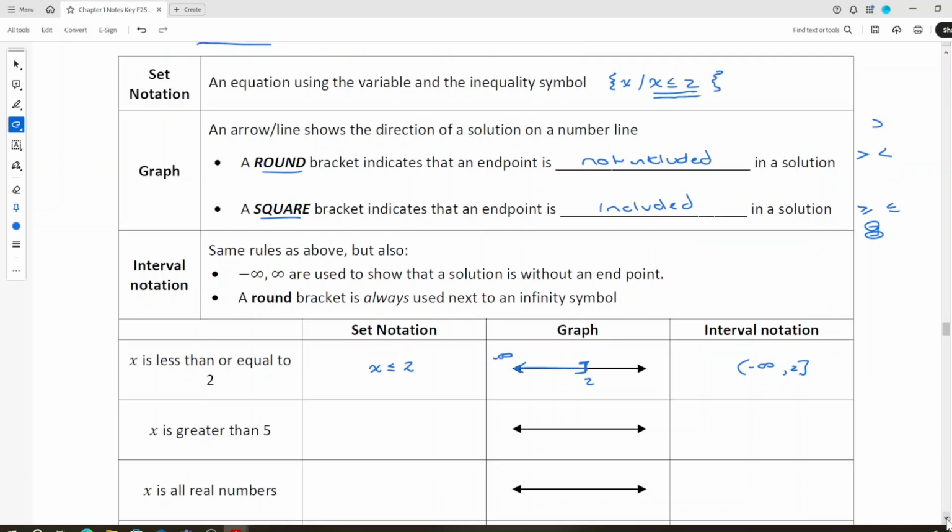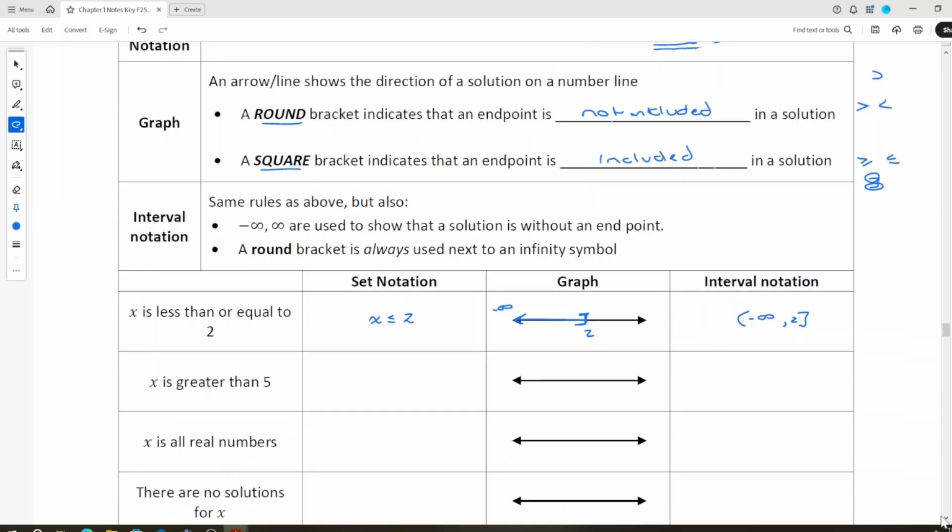Let's try another one. What about x is greater than 5? So x is greater than 5. For the graph, I'm going to put a 5 somewhere on the number line. Again, I don't care where. So the graph's kind of an intermediate step between set notation and interval notation. Generally, in math, people don't give graphical representations all the time. They often just do interval notation.